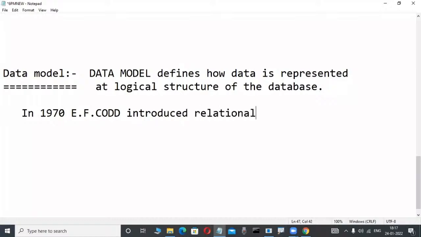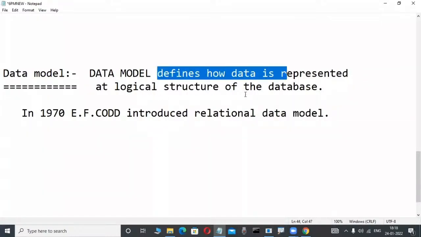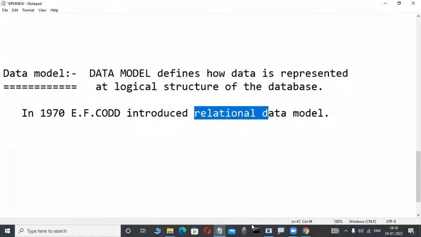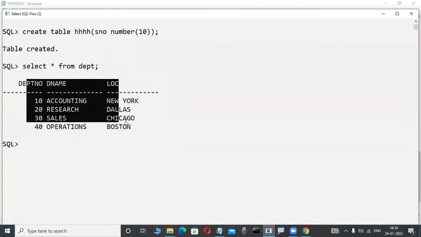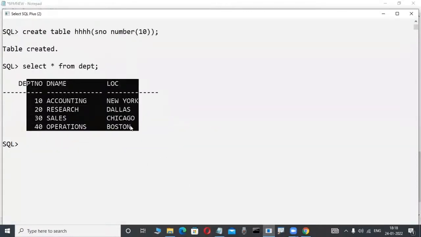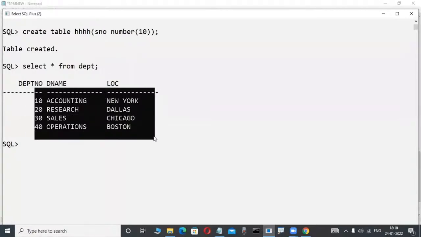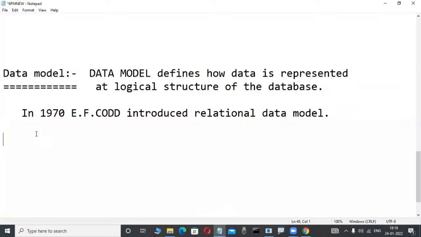So in 1970, E.F. Codd introduced the relational data model. Relational data model means what? What is the logic in a logical structure? How is data represented? Yes, relational data model means in a logical structure, this structure is not visible in the operating system. In this logical structure, data is represented in the format of rows and columns. That is nothing but two-dimensional tables.